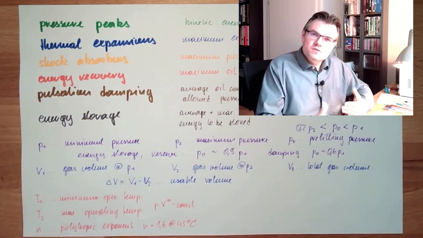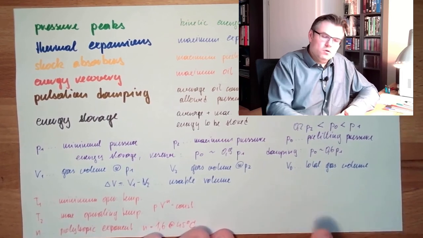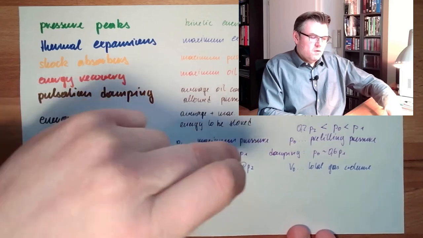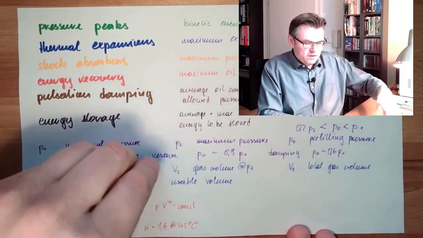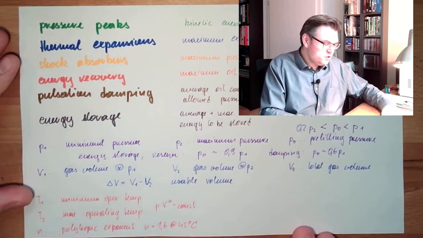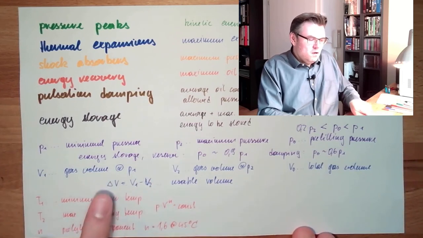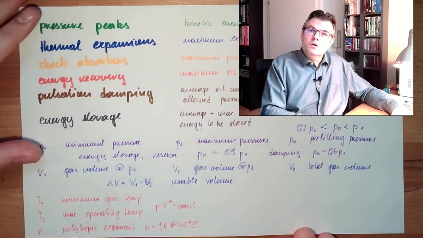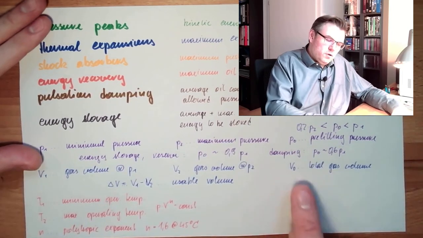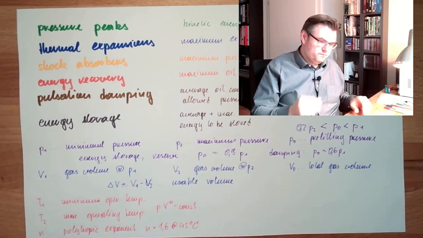Now, what I need to select actually is this V0, this total gas volume. Because minimum and maximum pressure I've given, pre-filling pressure I can select here in this area. Due to my field of application, I have the usable volume, and what I need is the total gas volume. That's it. Because this is then giving me the size of the pressure accumulator.